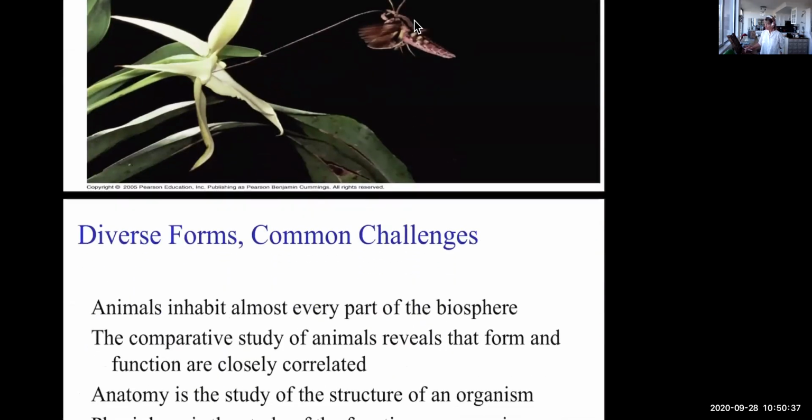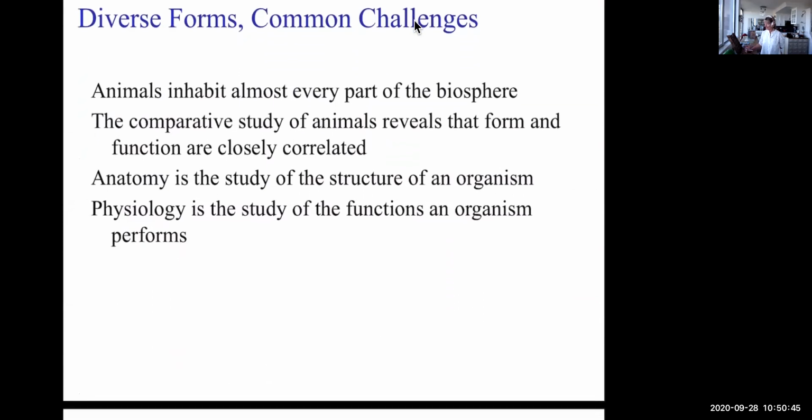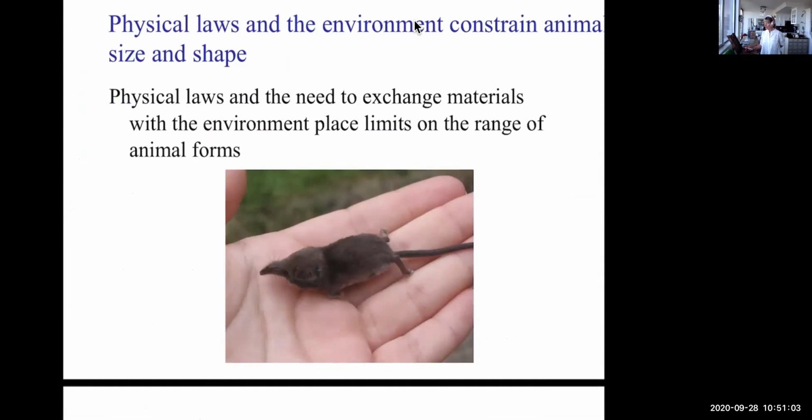They're very diverse forms and common challenges. Animals inhabit every part of the biosphere, and form and function are very closely related within those animals and species that exist in cold climates, warm climates, water, air, on land. Anatomy is, of course, the study of structure, and physiology, the study of functions. And physical laws and environment constrain animal size and shape just as they constrain the shape and size of our cells and tissue, and of human beings for that matter.